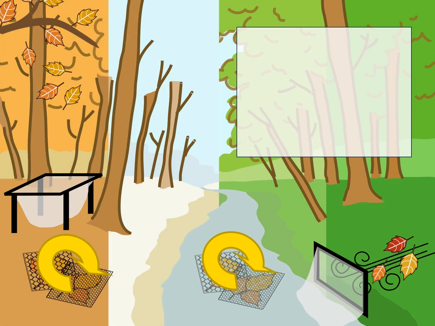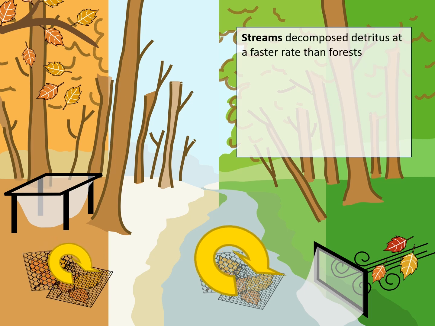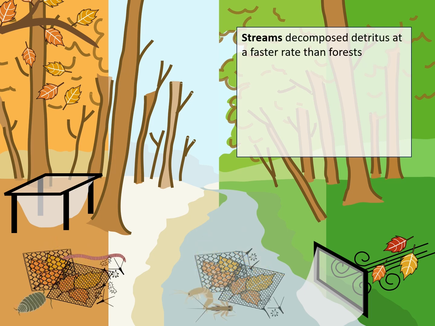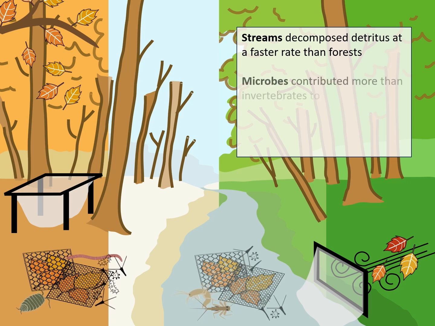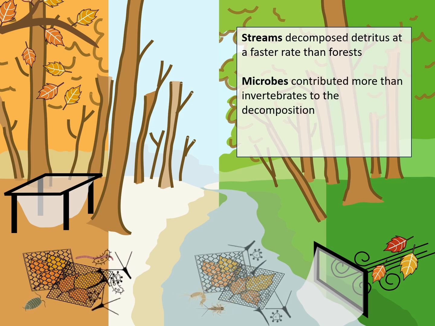Further, we observed that streams decomposed detritus at a much faster rate than forests did. In addition, microbes contributed more than invertebrates to the decomposition process.